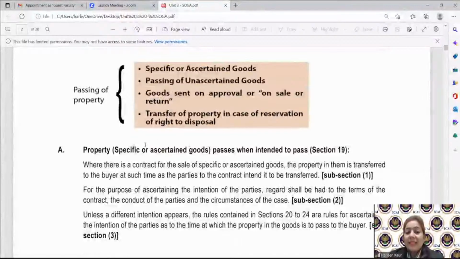So number one case is Section 19, children. It deals with specific and certain goods. Let's have a quick test. What are the specific and certain goods? You remember? The goods which have been specifically identified.